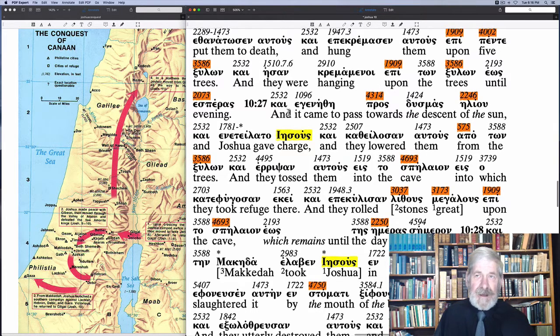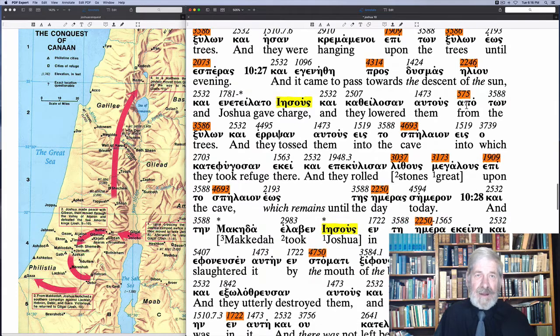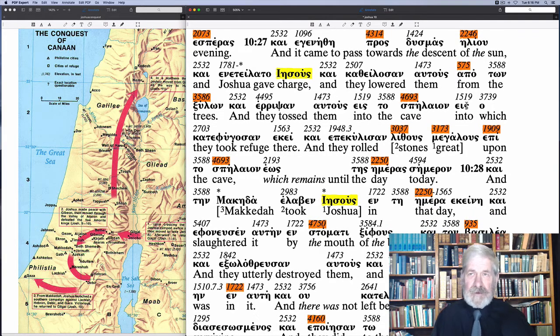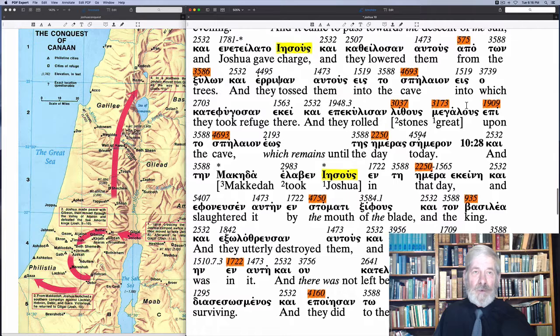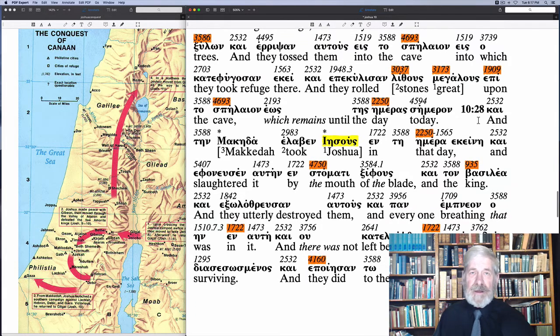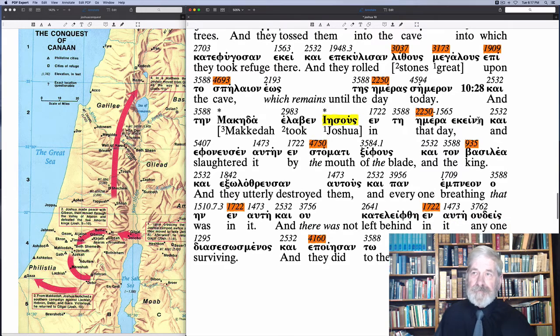And it came to pass towards the descent of the Eliu, helium comes from that, the sun, and Joshua or Isus gave charge, and they lowered them from the xylon. And they tossed them into the spileon, into which they took refuge there. So back into the cave, their dead bodies. And they rolled great stones upon the spileon, which remains until the day today.